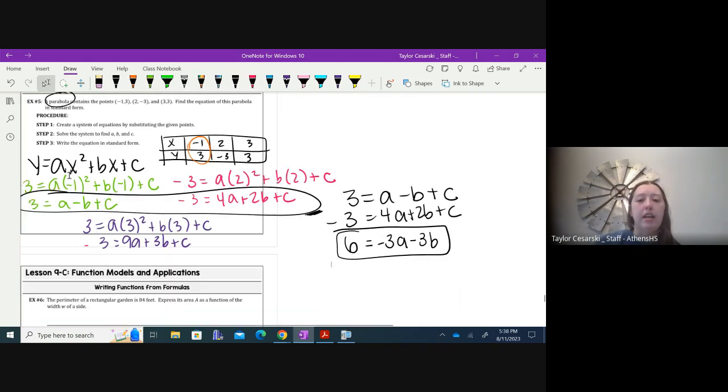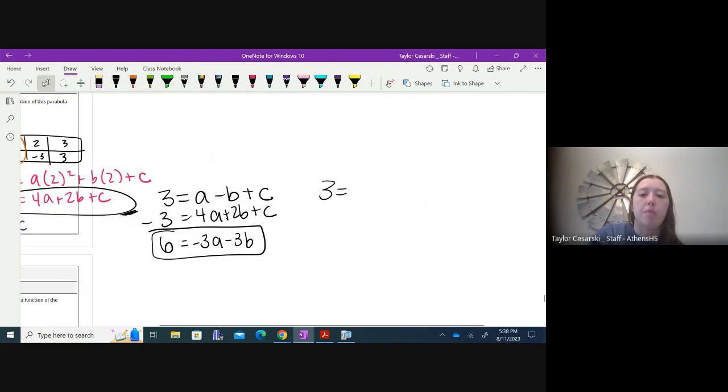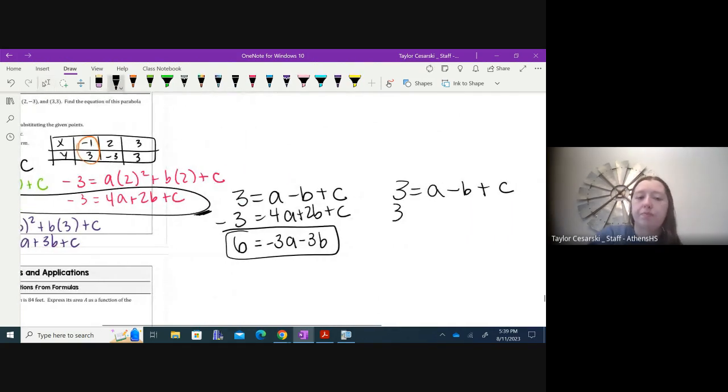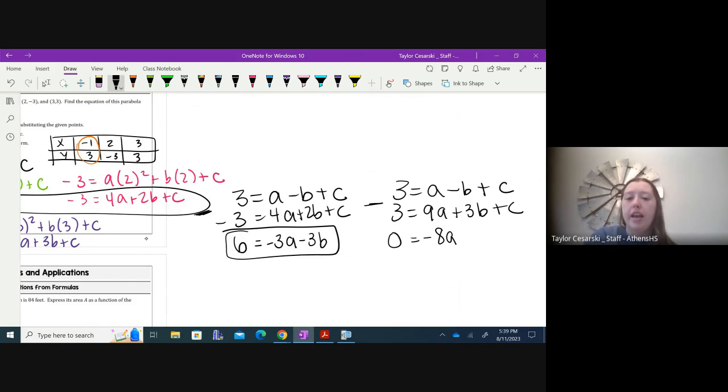Let's do the exact same first equation. We could do any combination. And let's do this one right here. So 3 equals 9a plus 3b plus c. And let's subtract them. 3 minus 3 is 0. A minus 9a is negative 8a. Negative b minus 3b is negative 4b. C minus c is 0. So now I have a second equation.